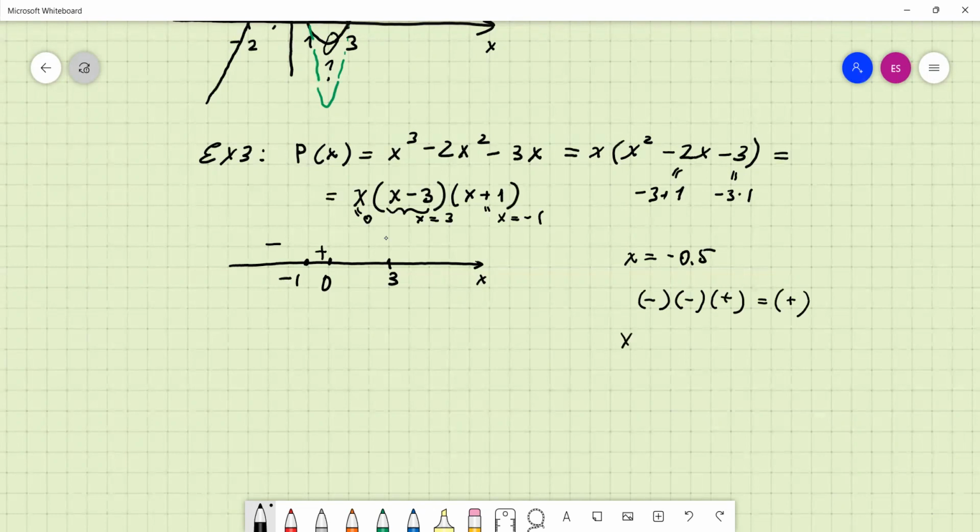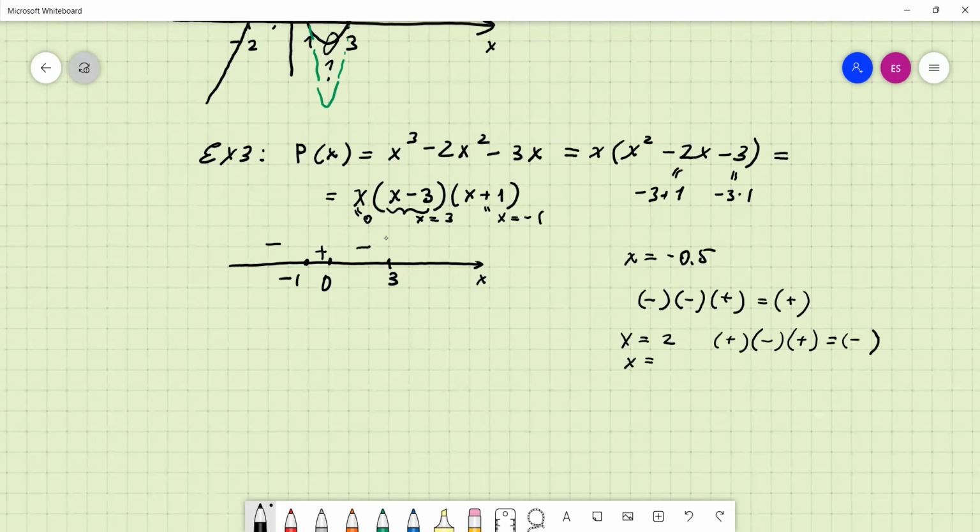From 0 to 3, I'm going to use x equals, I don't know, let's use 2. Then I have positive for the first parenthesis. 2 minus 3 is negative, and 2 plus 1 is positive. So in total, plus minus plus is going to give me minus, and I'm going to put minus here.